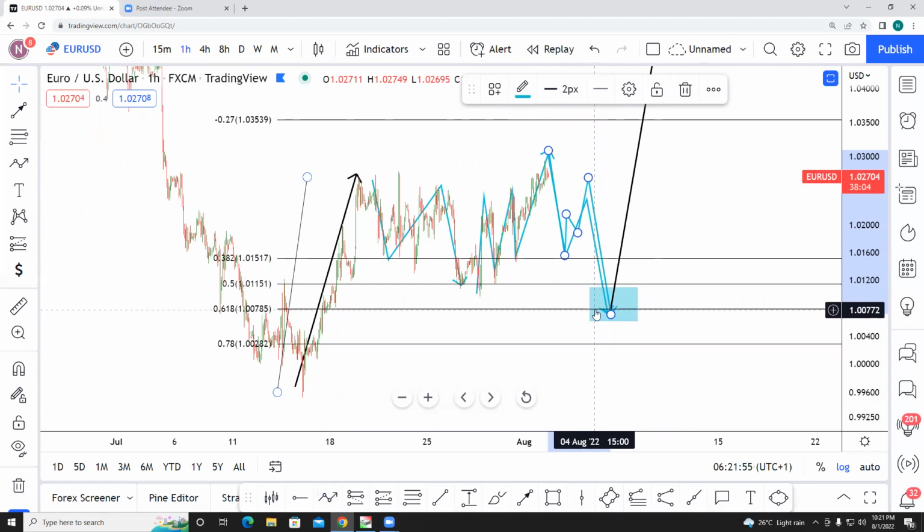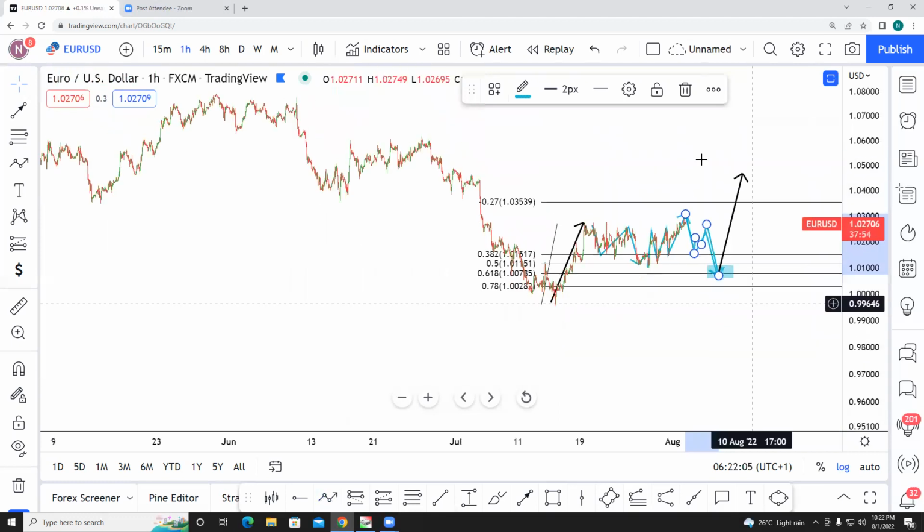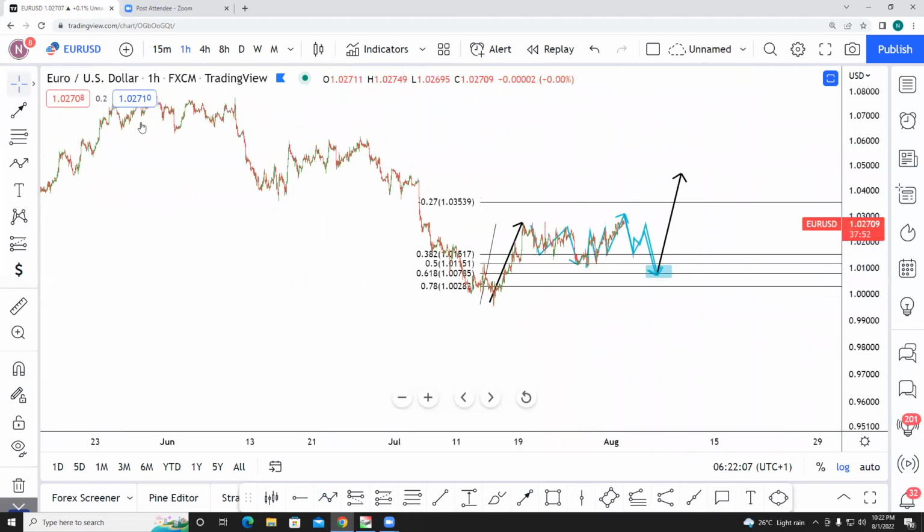That is the psychological level of parity of Euro and USD. Then from there, you can take a buy opportunity to the upside. That's what we expect from Euro dollar.